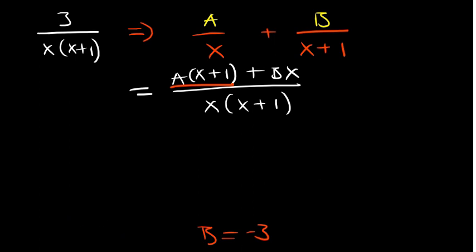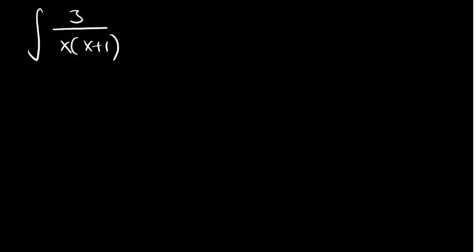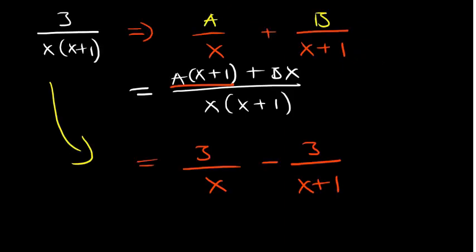So our a is 3, so 3 over x, and then our b is negative 3, and then over x plus 1. So that's basically how we determine the partial fractions here. What we have is 3 over x, and then minus 3 over x plus 1 as our partial fractions, as you can tell.